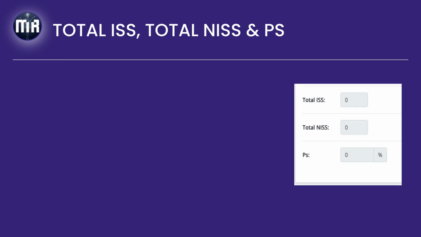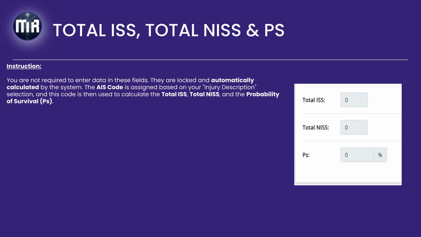Finally, let's look at the scores that are generated from your work. For the fields of AIS coding, ISS, NISS, and PS, your instruction is simple. You are not required to enter any data in these fields. They are locked and are automatically calculated by the system. The AIS code is assigned based on your injury description selection, and this code is then used by the system to calculate the total ISS, total NISS, and the probability of survival PS. The source is the system calculation itself.